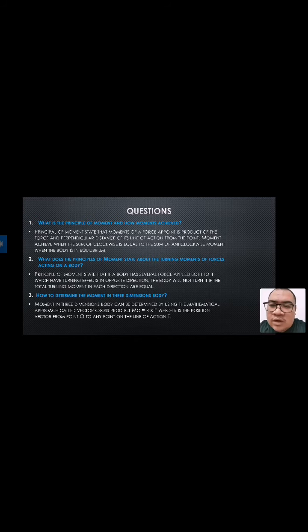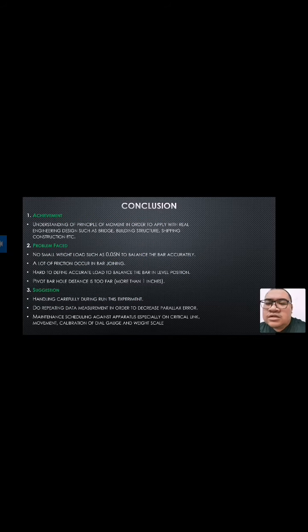Next we jump to the conclusion. The achievement during the lab experiment was understanding the principle of moments in order to apply it in real engineering design, such as bridges, building structures, shipping, construction, etc.